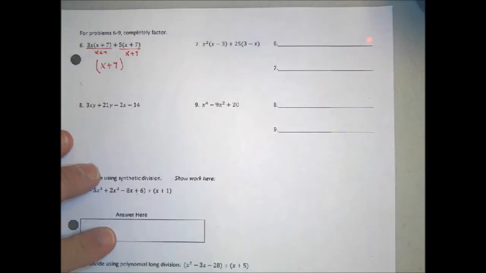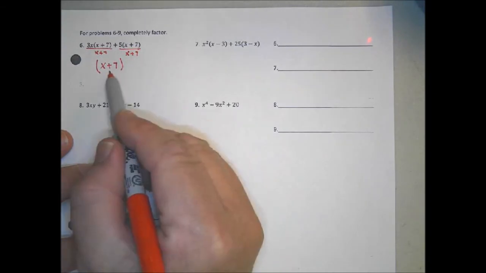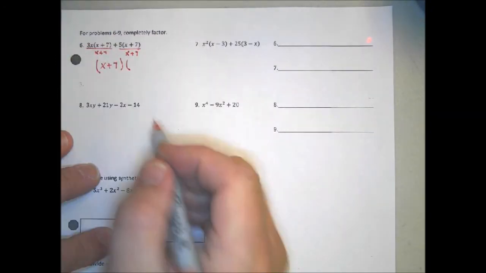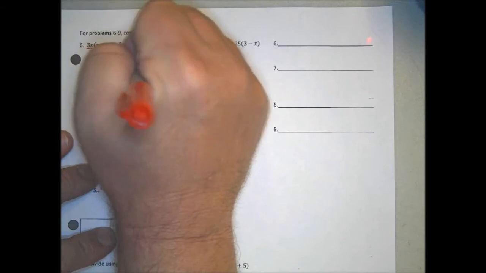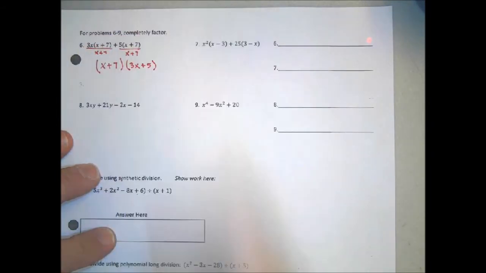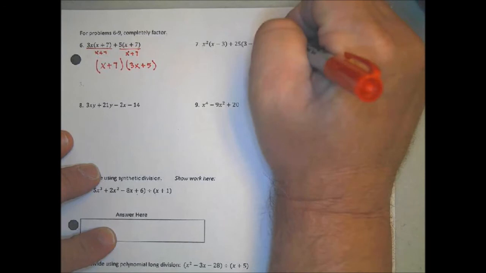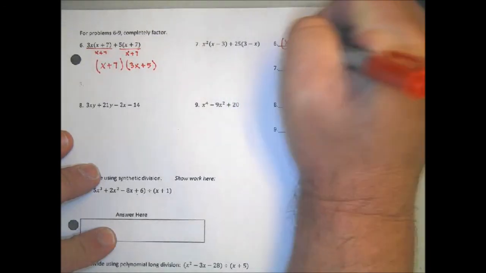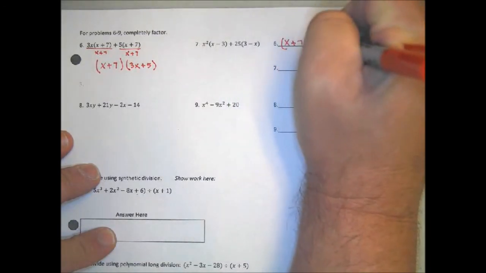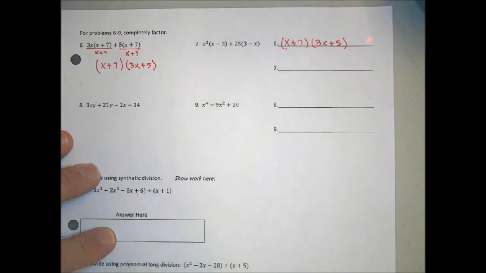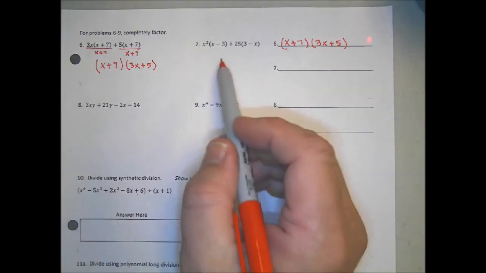And just like any other greatest common factor, when you find a common factor, you pull it out in front and you're left with whatever is left. And in this case, it would be 3x plus 5. And that would be the fully factored version of this problem. So 3x plus 5 and x plus 7 are the factors.